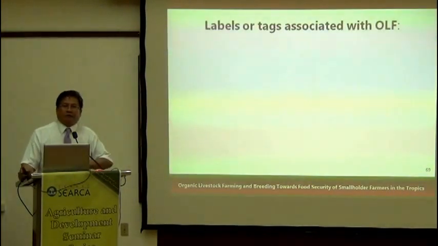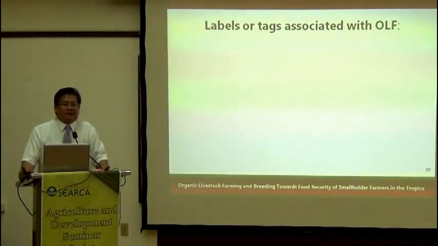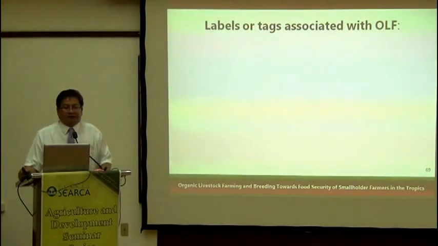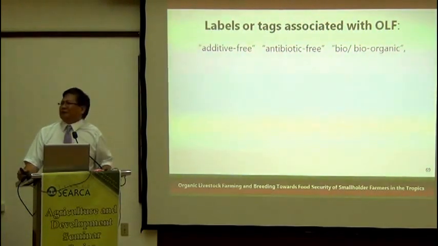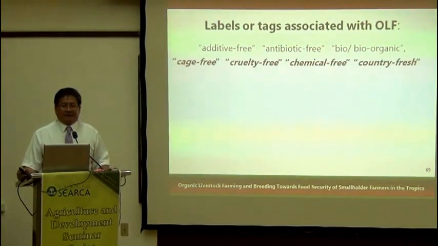And while I was doing this, I tried to surf the internet and come up with some labels or tags that are usually associated with organic livestock farming. And I have counted at least 32 that can be used. Like additive-free, and so on.